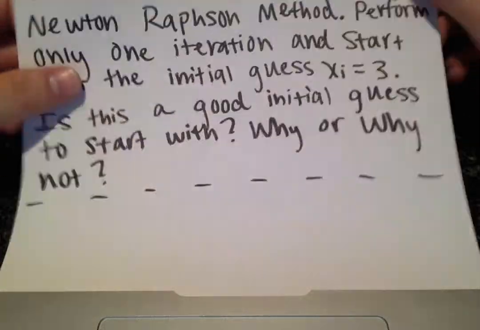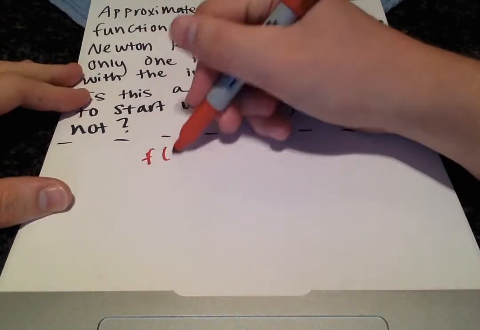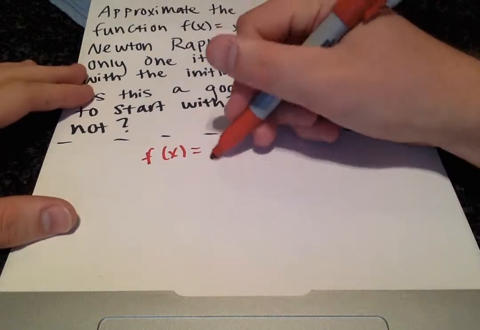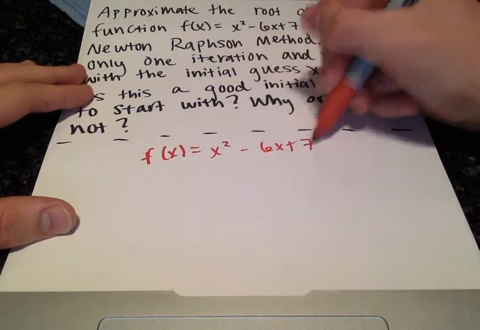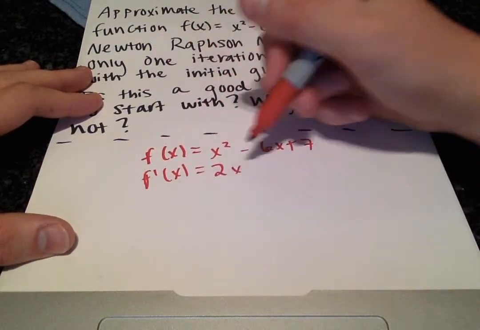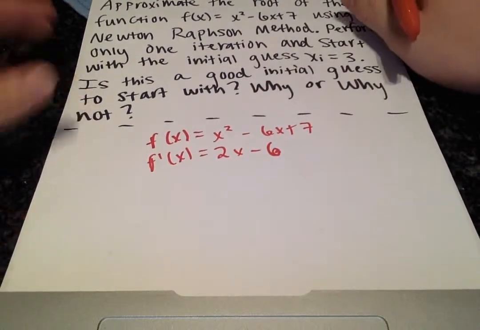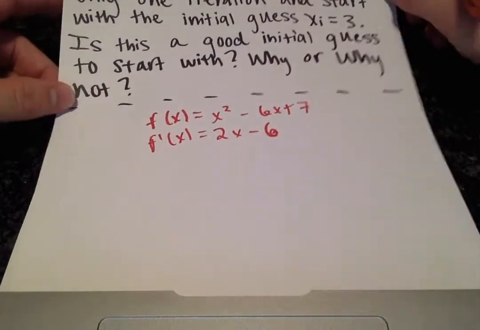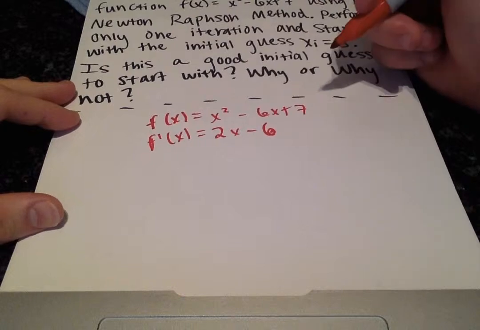Okay, so let's get into it. So f of x, I'll rewrite that here, is x squared minus 6x plus 7, and f prime of x is 2x minus 6. If you watched the previous video, you might be thinking, hey, this is very similar. Why are we doing this? There's one small but very important difference in this example that I want you to see.